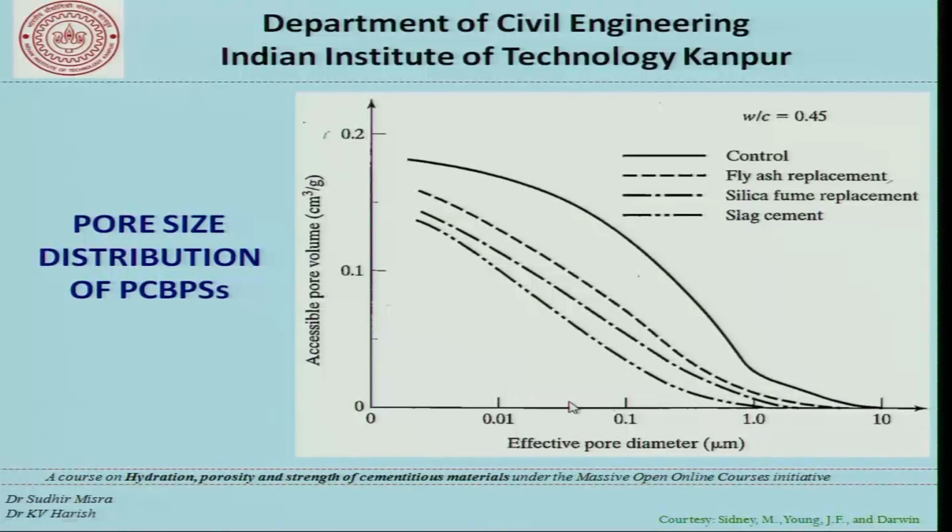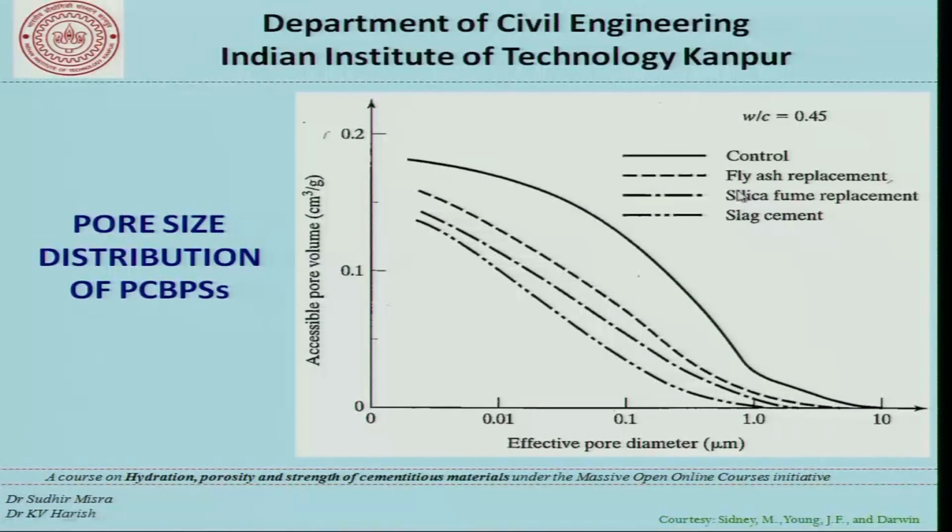So please go there and understand what it is, and then get back to this lecture for easy understanding. So now what you have here is a control mixture where we typically get a wide range of pore sizes. Typically here we have somewhere between 0.001 micrometer to as high as 10 micrometer.